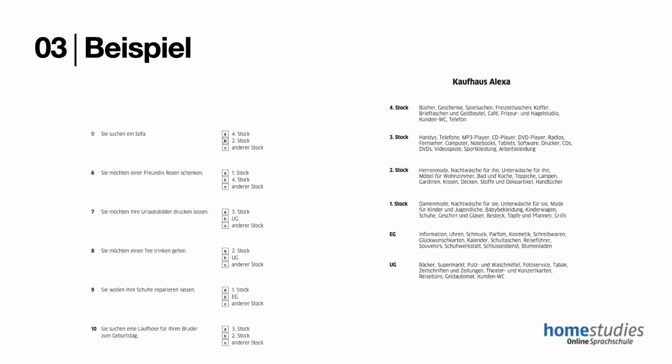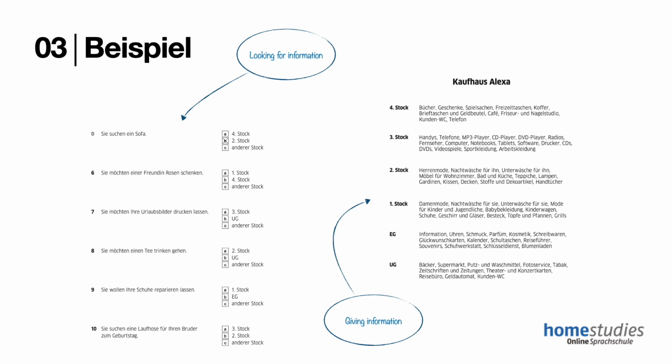Let's have a look at this example and try to solve this part of the exam together. As you can see, on the left side you have the tasks. Each task is looking for something different and already gives you 3 possible locations where you could find the wanted information. We need to cross one of them. On the right side, we have the information board. In this example, a guide in a shopping mall.